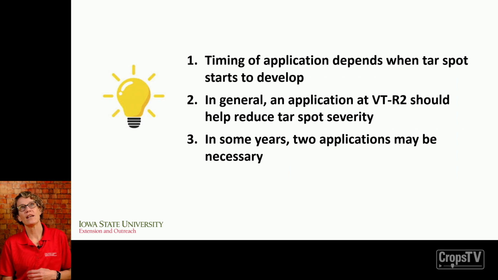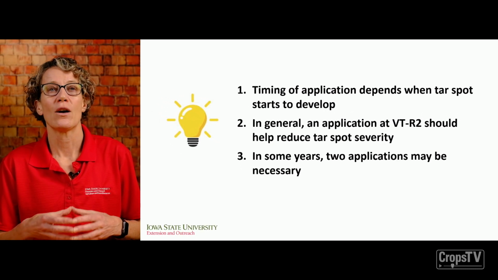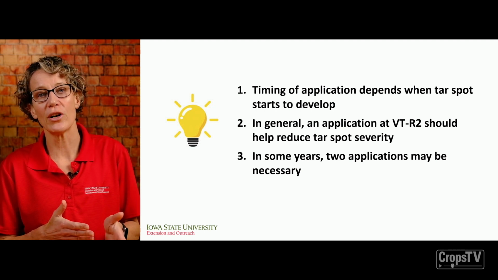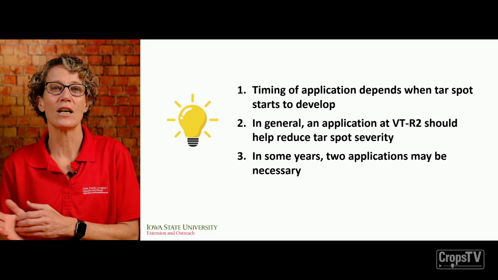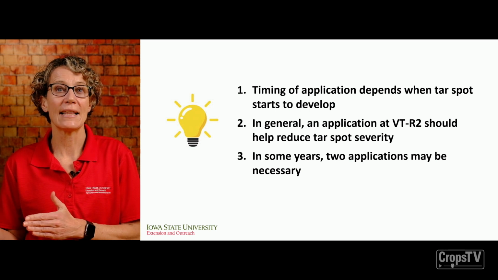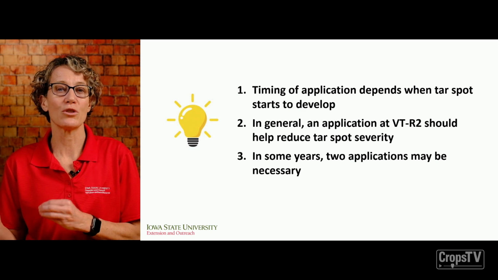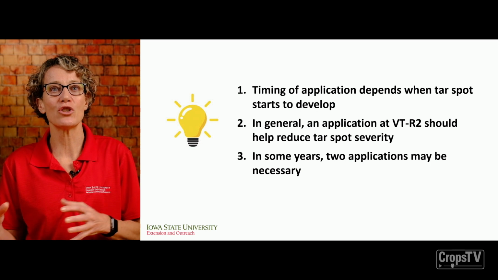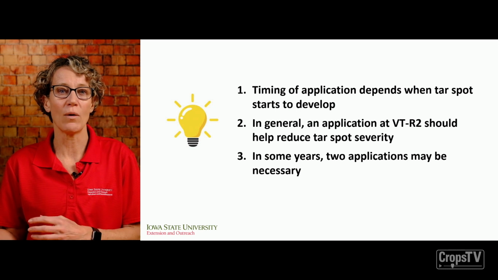Okay, so timing of application is going to depend on when tar spot starts to develop. If it develops early on in the growing season, it's possible that we might need to come in early and apply a fungicide. But if it develops later, applying that application at VT to R2 should be able to help reduce tar spot severity. And I think, for Crops TV, most of you are going to be in Iowa. And so this is the way that I would go here in Iowa.